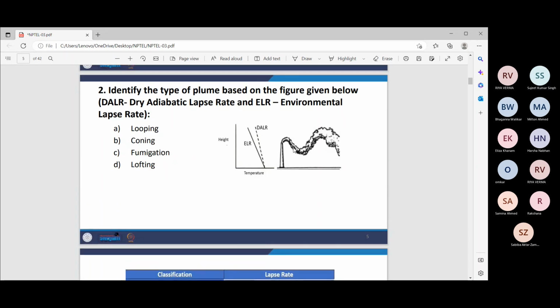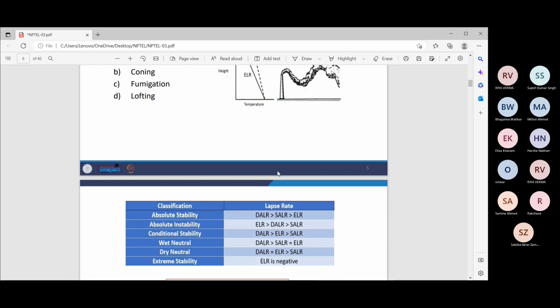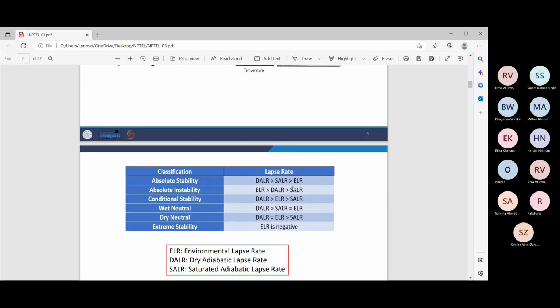To understand the type of plume and the plume behavior, first of all, we have to understand the classification of the environment, like what kind of environment is there as per the lapse rates. I've covered this topic in much detail in the last class, so those who were present must know how we consider the environment. If the dry adiabatic lapse rate is more than the saturated, this will be the general case. In every case, the DLR will be more than the SLR, and these two are more than the ELR. That means the air parcel is changing its temperature at a higher rate as compared to the environment.